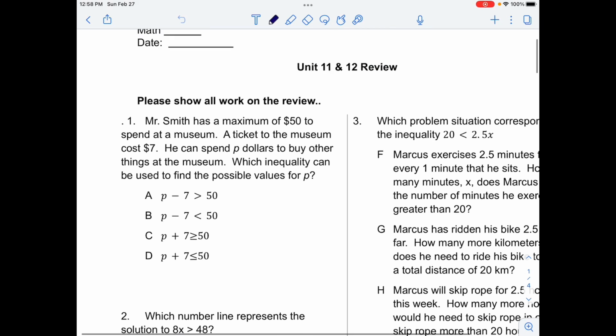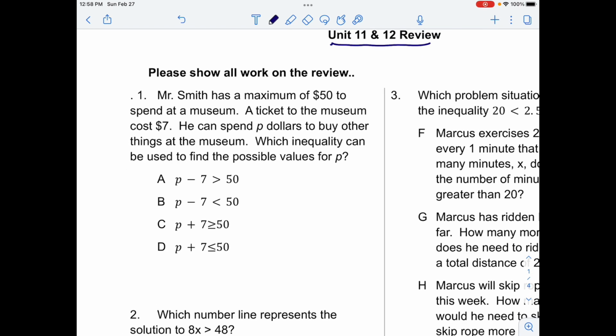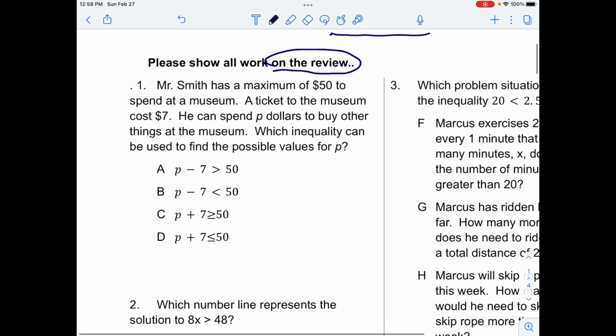It is our Unit 11 and 12, Equations and Inequality Review. Please show all work on the review. So if you're at home, make sure you are showing your work to be able to answer the questions through the side puzzle.